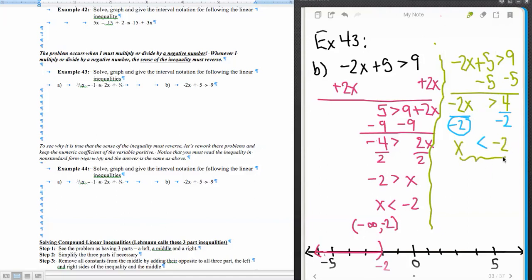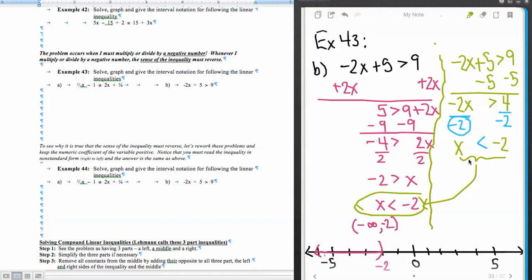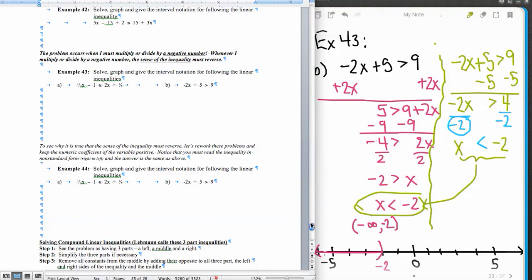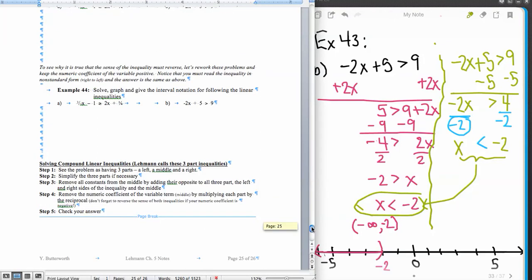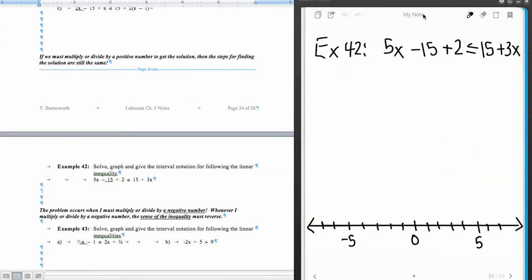And you see that this solution is exactly what we got here when we wrote this in standard form. And you see, all the flip of the inequality does is it reads this inequality answer backward for us. And so that's what flipping the sense of the inequality, or reversing the sense of the inequality, is all about. And we actually need to learn that skill, because when we go to solve a compound linear inequality, we don't have a choice in that. So let's go ahead and take a look at solving some compound linear inequalities.